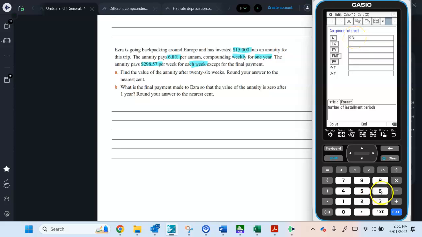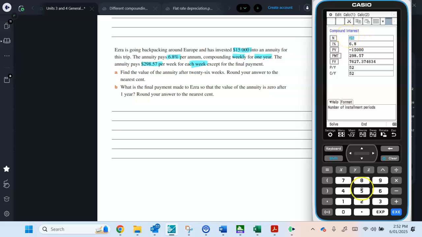All right, so 26, annual interest rate is 6.8. Principal value, so we're investing it or putting it into the bank or wherever. Payments we're receiving, so that's positive because we're getting that money. So 298.57. And then future value we'll calculate. It is compounding and making payments weekly, so 52 and 52. So there's your future value, $7,627.37.